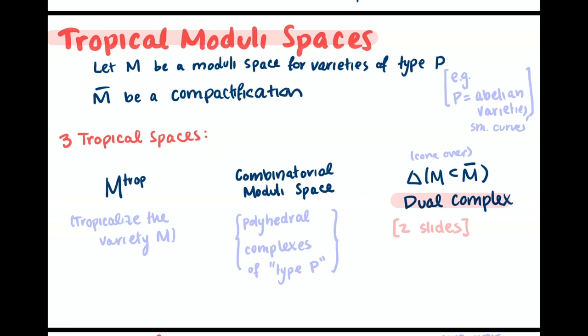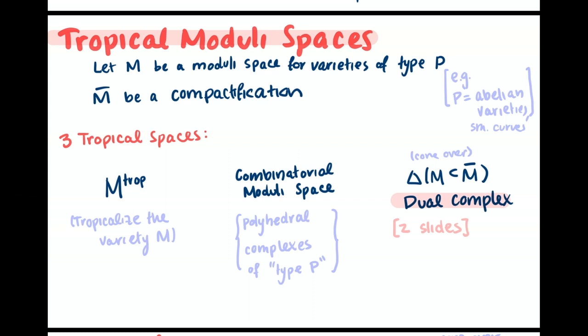Let's say M is a moduli space for varieties of some type, just type P. In this talk, type P might mean abelian varieties, but another example that people might be more familiar with is smooth curves. Then M itself is a variety, and I'm going to let M bar be a compactification. There are 3 spaces that you might think to associate to M, 3 tropical spaces.